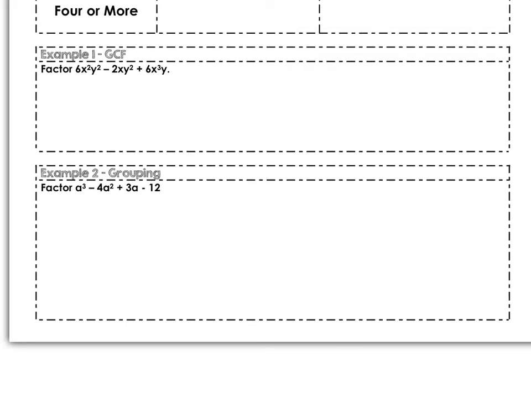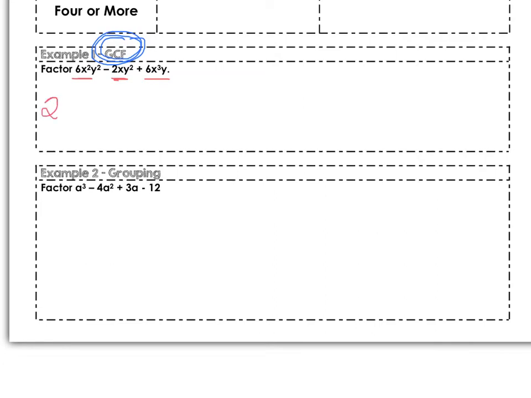All right, in example 1, we are asked to factor by using the greatest common factor. Just a side note, you should always do this first. Always check to see whether or not there is a greatest common factor. So this is a trinomial here, and I'm looking at these terms, 6x squared y squared, 2xy squared, and 6x cubed y. First, looking at their coefficients, the biggest thing I can pull out from all three terms is a 2.